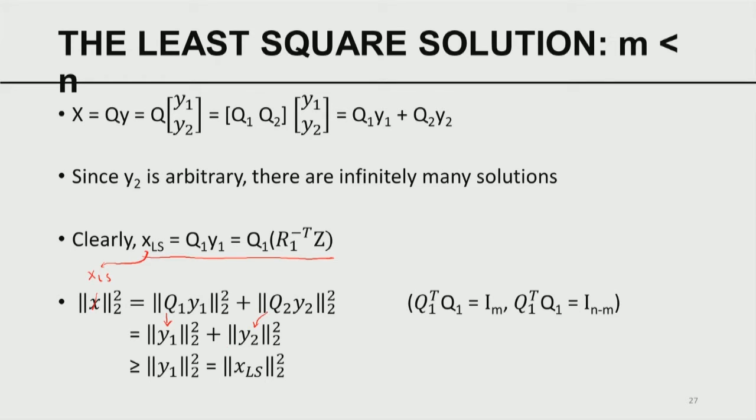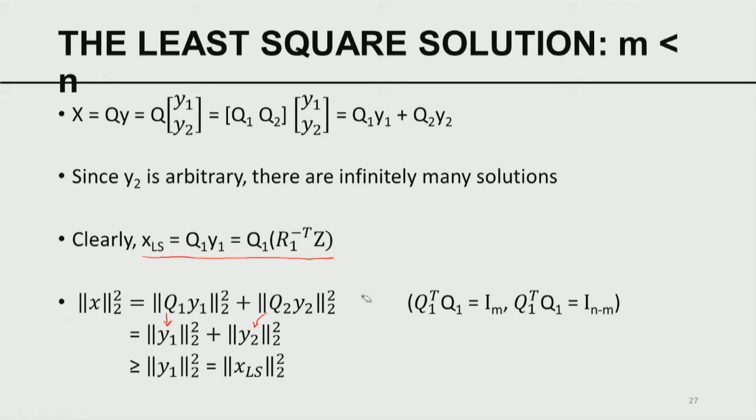So, y2 is arbitrary. Therefore, the norm of any solution x is larger than or equal to the norm of y1 squared. So, any solution x is greater than the least square solution. Therefore, the least square solution is given by the formula that we have already given, which is here.